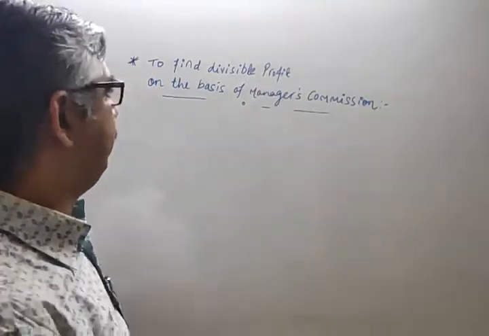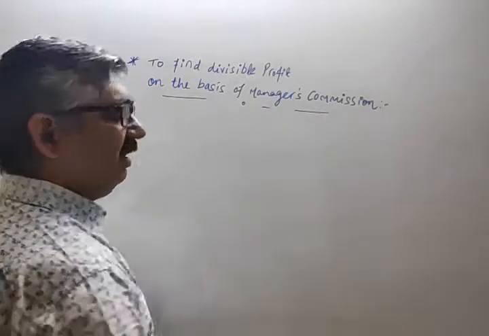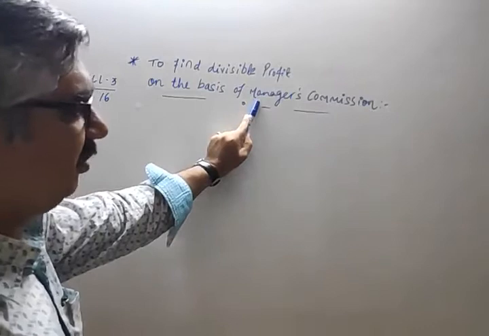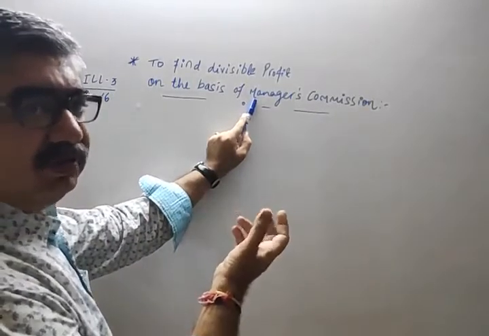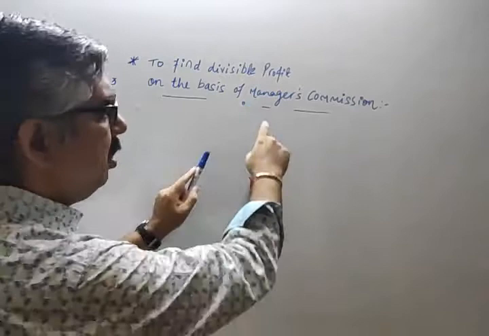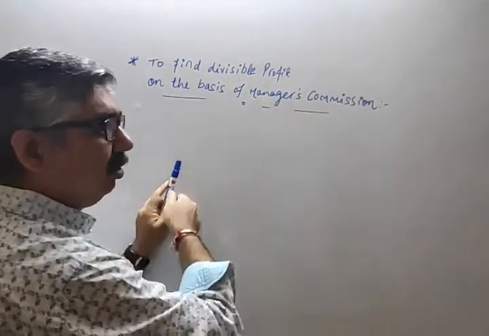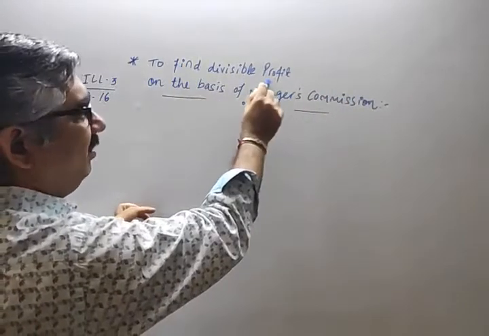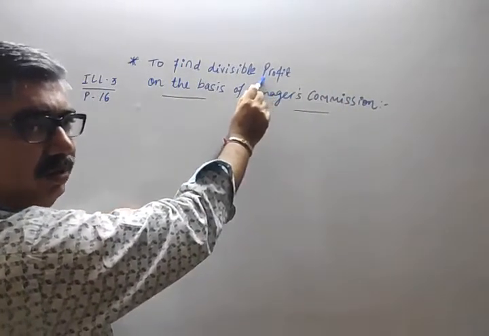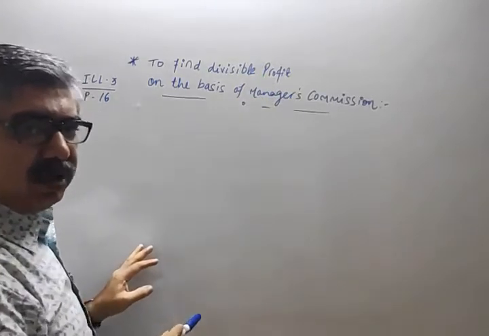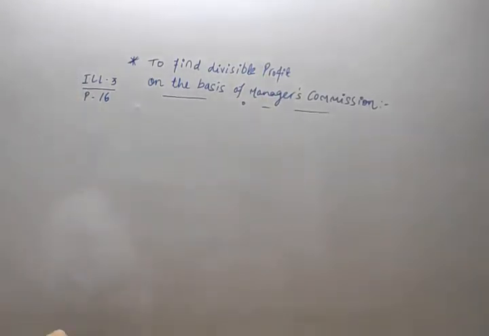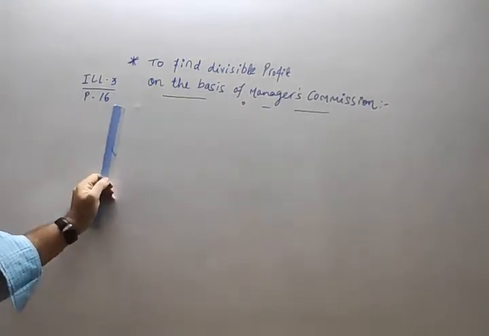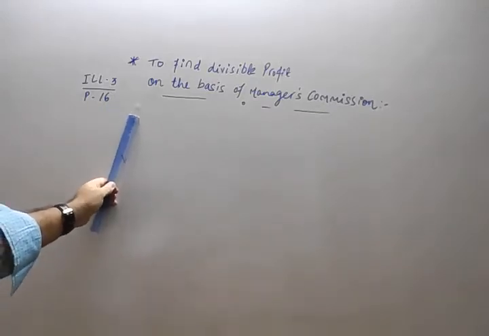To find divisible profit on the basis of manager's commission. Now here it may be possible it is manager's commission, or it may be possible some partner's commission. Here the word manager is not important. Important is amount of commission is given, and on that basis we have to find divisible profit and then to distribute it. Okay? It is illustration 3, which is given on page 16. Let's first of all go through the question.